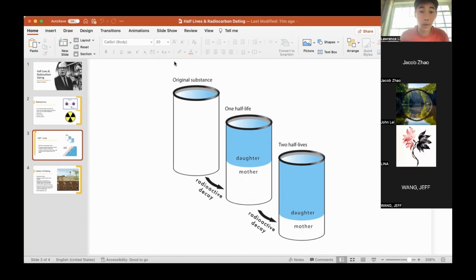I have a question. Yeah, what's up? Will it ever all disappear? All be the daughter? Right. This is an interesting question, because theoretically, let's talk about in theory. In theory, if you take something and you keep halving it like this, it will never actually disappear. It will be infinite, right?